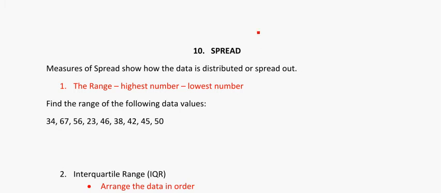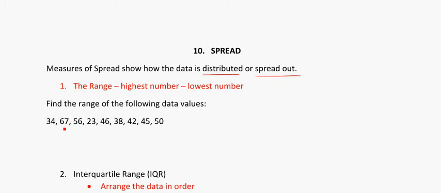We're going to learn how to represent the spread. So measures of spread show how the data is distributed or spread out. So we've looked at the average, and the average and spread together describe a set of data. The one you've done before is to find the range, which is the highest number minus the lowest number.